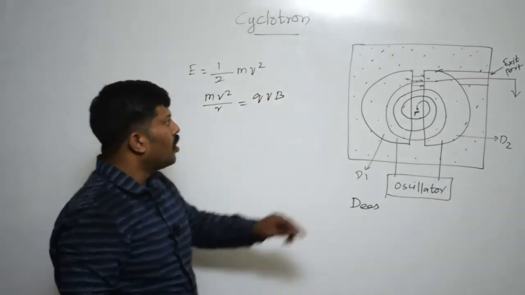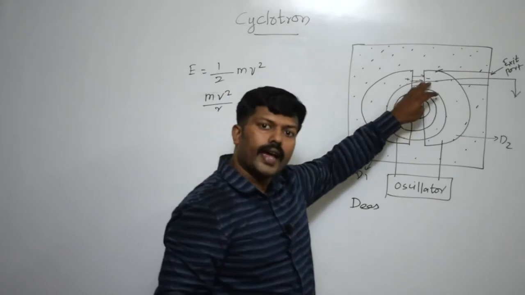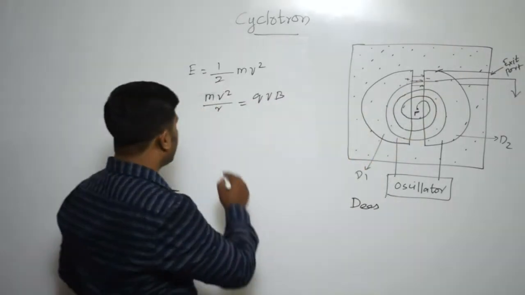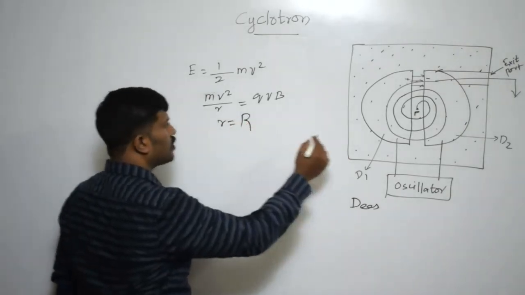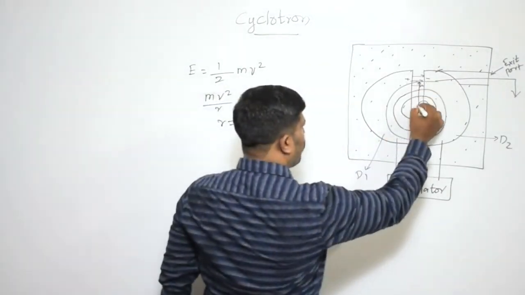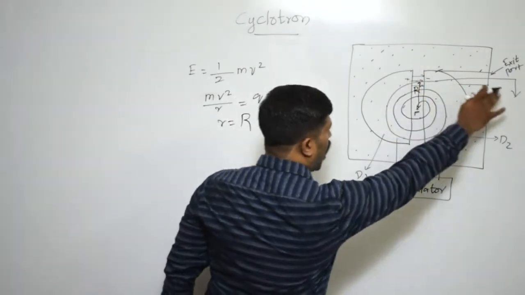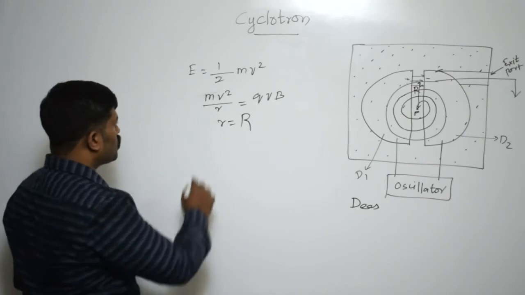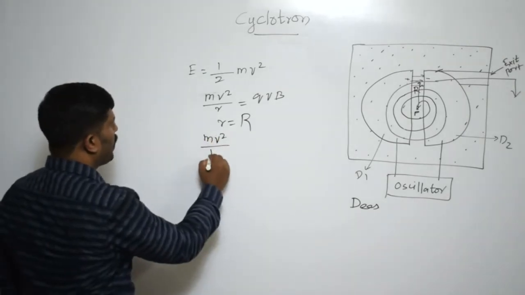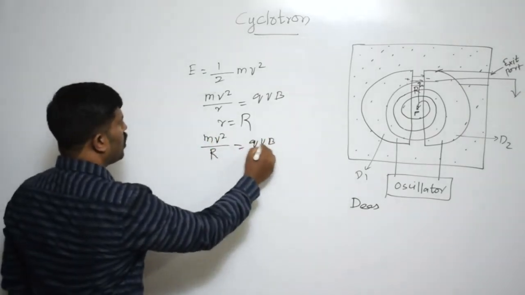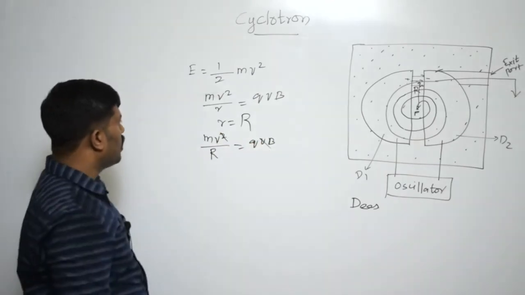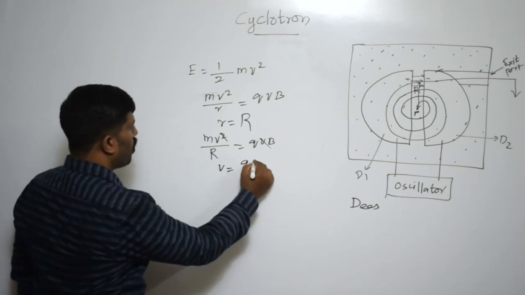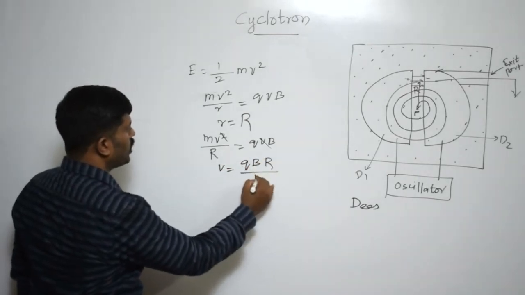So now this charged particle attains high energy when it reaches the larger radius. Now we are considering the larger radius as capital R. That is, once it attains the big radius capital R, it goes out of the setup. So small r is equal to capital R. So this equation becomes mv² divided by capital R is equal to QVB. You can cancel one V here and you can find the value of V. So V is equal to QBR divided by M.